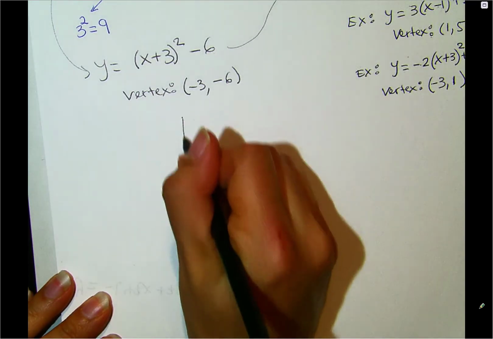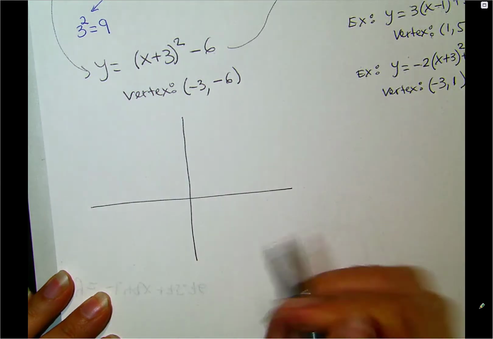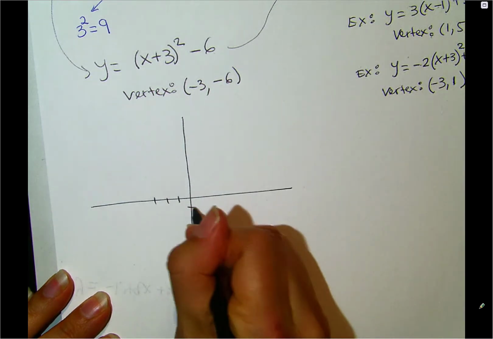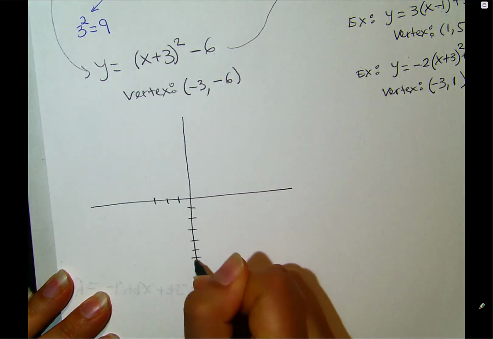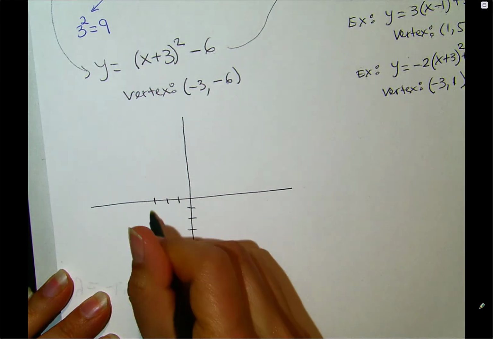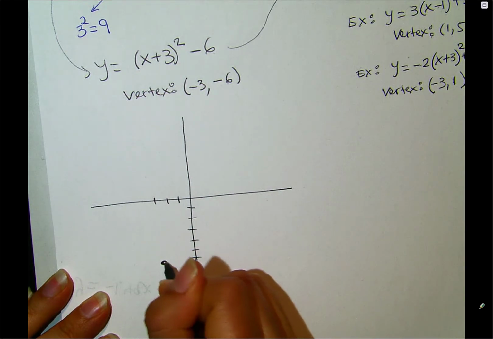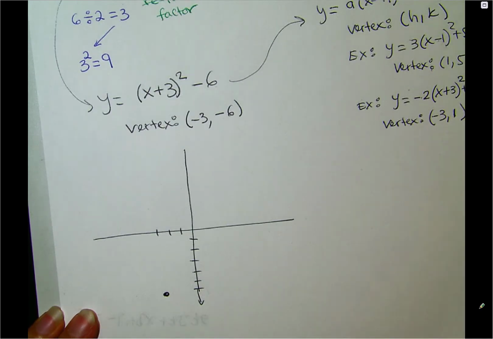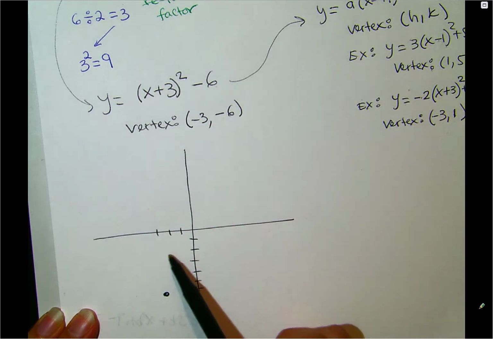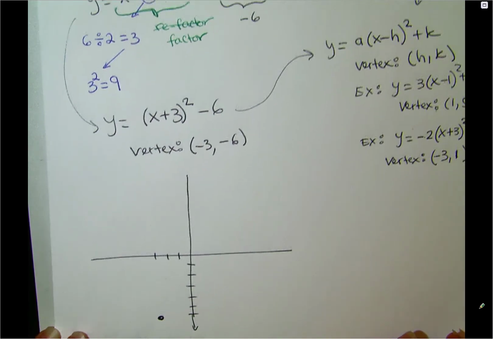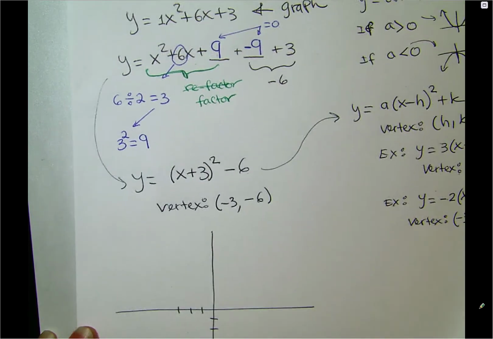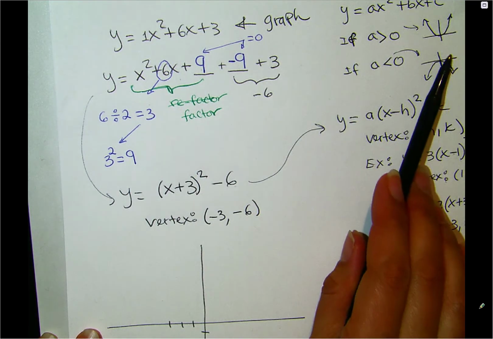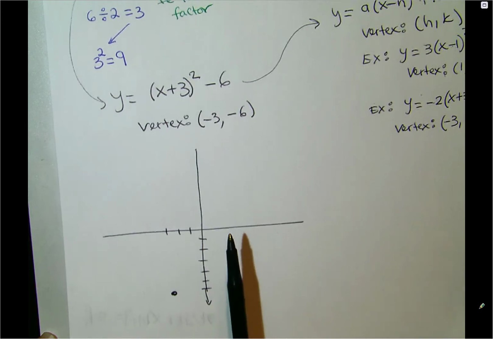So when I go graph it, I'm going to go x is minus 3 and y is minus 6. So I'm going to go minus 3, minus 6, so somewhere over here. And now what kind of parabola is this? Is it going to open upwards or is it going to open downwards? And again, I look at that by the coefficient in the front. This is a positive one. So if it's positive, it's a happy face. So it's going to open upwards.